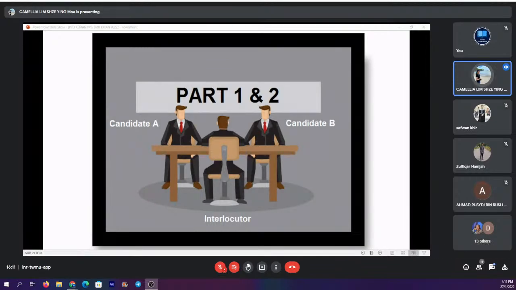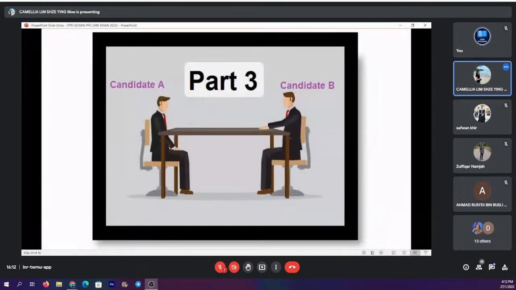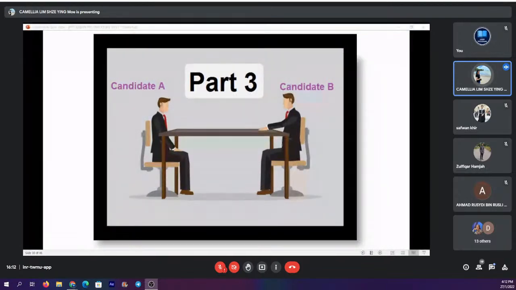All right, teachers. What you can see here is the seating arrangement that will be used for parts one and two of the speaking paper, in which the candidates face the interlocutor directly, since they are, after all, communicating with the interlocutor. Naturally this will be the seating arrangement, the one that you can see right here. But for part three, teachers, this would be more preferable.